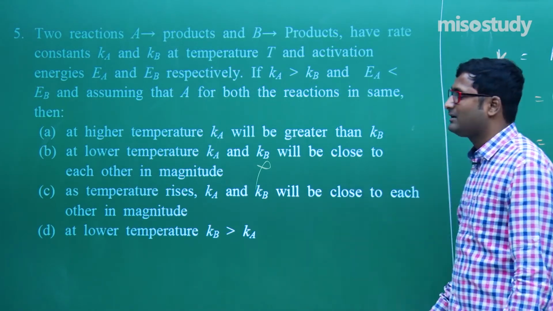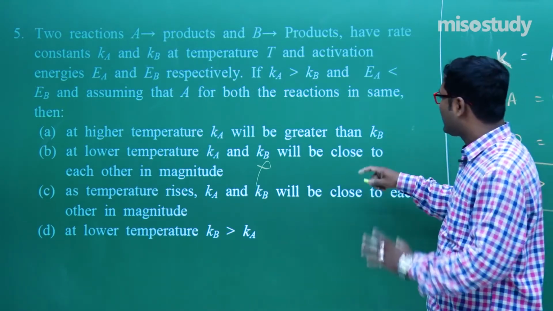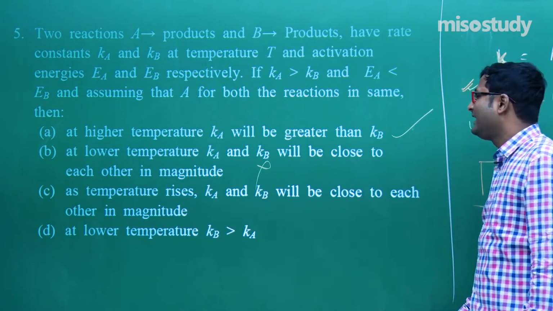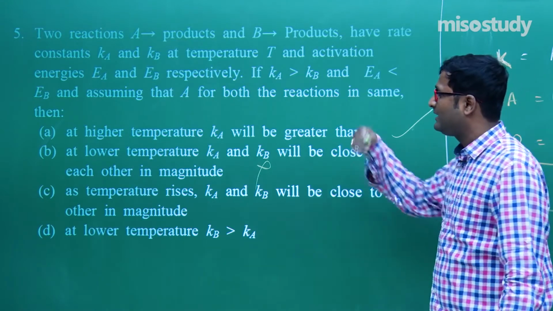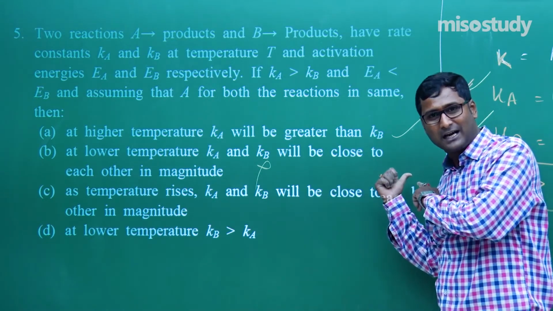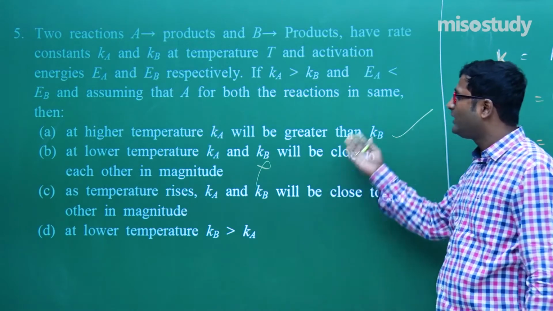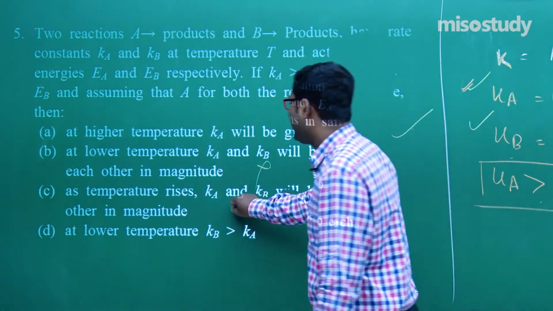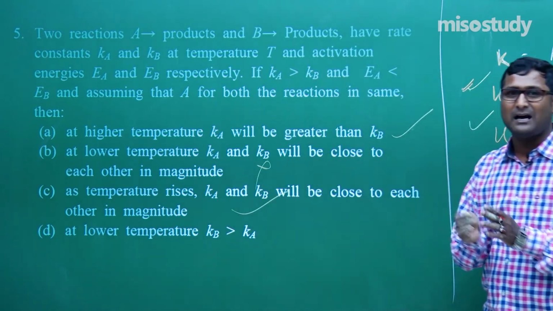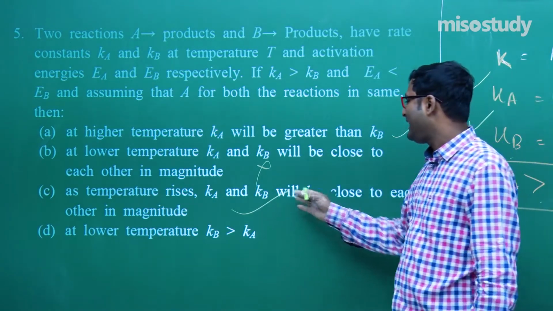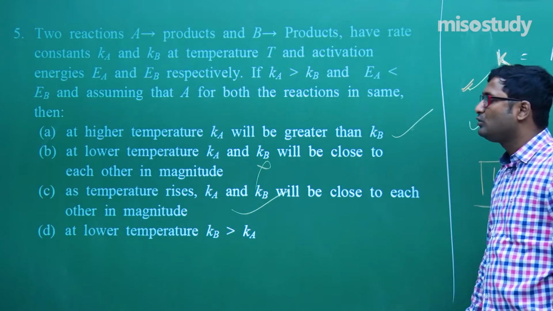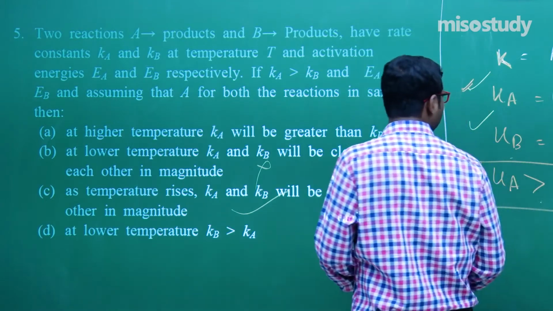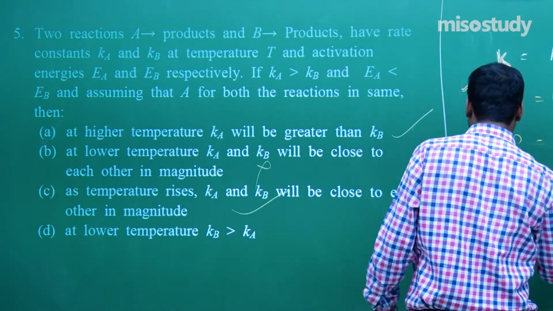In the JEE exam they generally do not ask this, but for this question the correct option is that at higher temperature Ka will be greater than Kb. If we plot the graph, as in the previous question where I plotted the graph, you can easily conclude that at higher temperature Ka will be greater than Kb, and as temperature rises, a position comes when Ka and Kb become close to each other in magnitude. So for this question, A and C are the correct options.